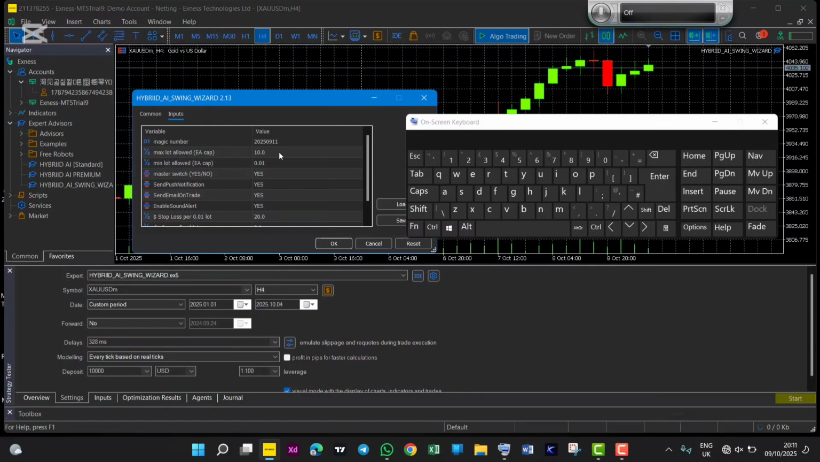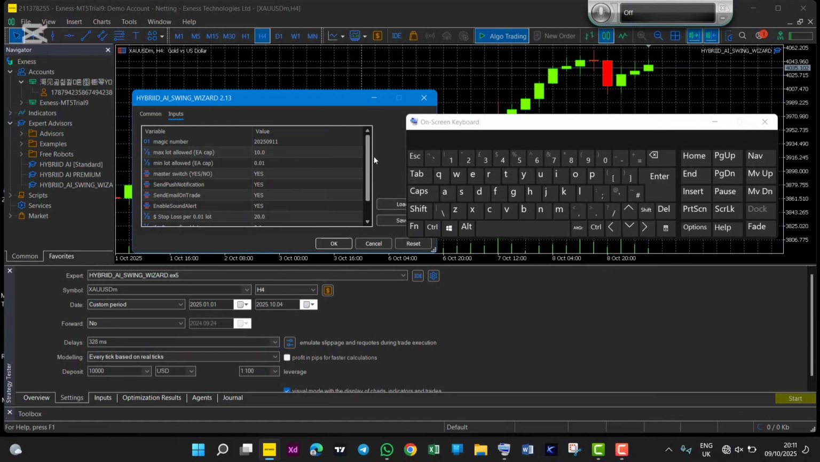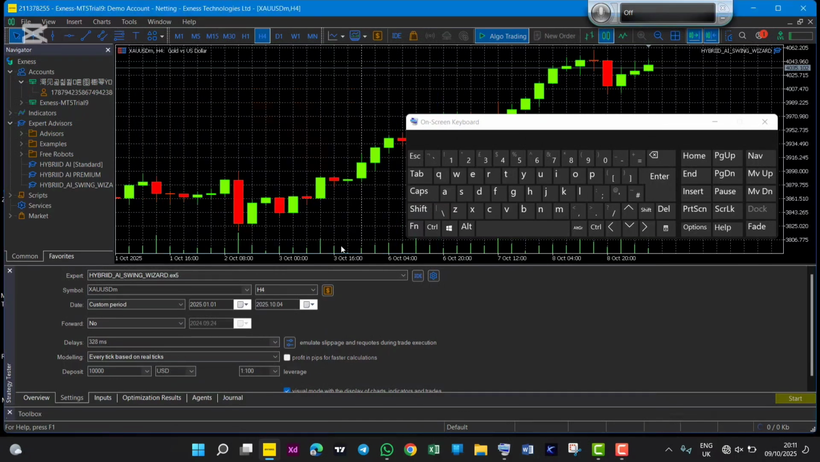Okay, these are our inputs. Make sure that under common, you have your algo trading checked here. Then you come to this input here, configure the variables. The only thing we need to do is to change our lot size to 1 because we want to go aggressive to see how the robot will perform. Alright, so we're done with that.